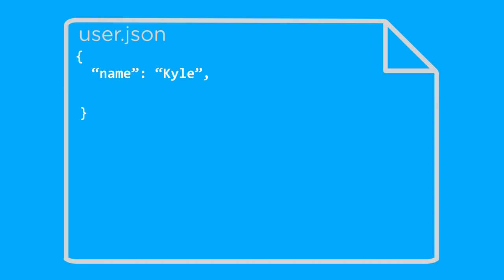And then at the end of that, we'll put a comma because we have other key value pairs for our user. For example, if we wanted to use a favorite number as another property, we would put favorite number in double quotes, follow it by a colon, and then put that user's favorite number.